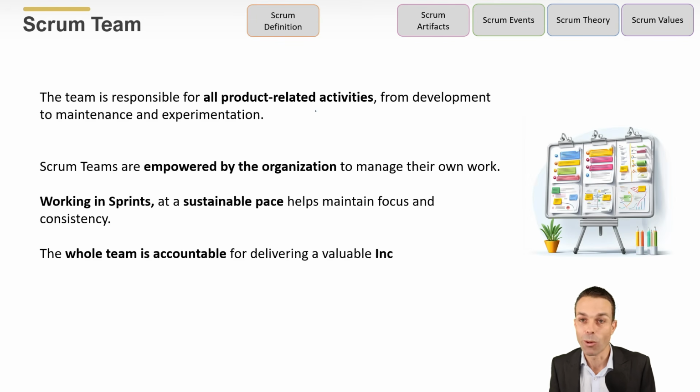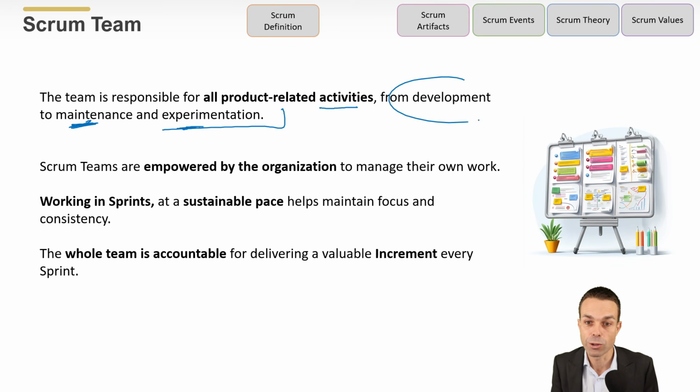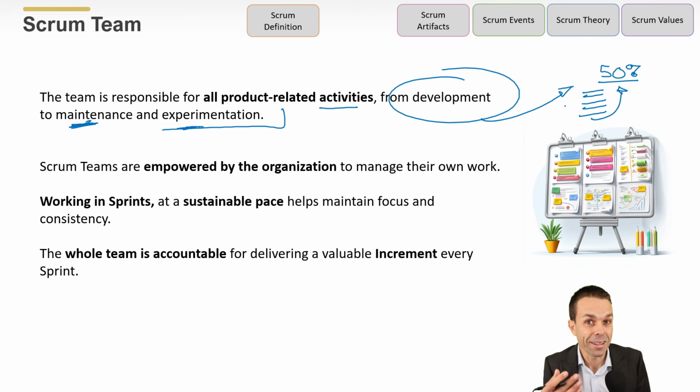The team is responsible for all product-related activities, from development to maintenance to experimentation. Now, that's good to know. So the team basically owns the product. They want to keep it running. They do the maintenance, and they do any experiments, and they develop the new features to meet the product goal, which we'll see in a second. The product goal might be just, for example, what are we aiming for? Are we wanting to improve sales by 50%, for example? Then what are the features that we're delivering to meet that product goal? And those features are in the product backlog. There you go, you're getting it already.